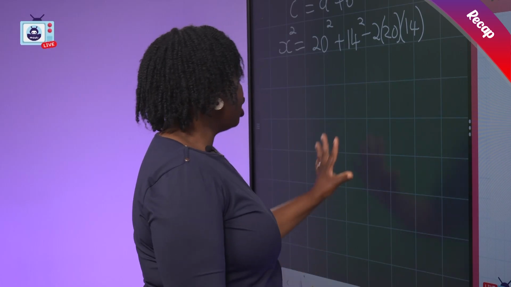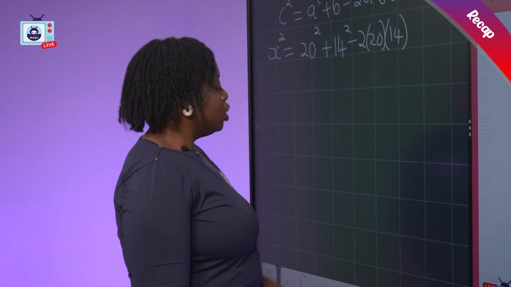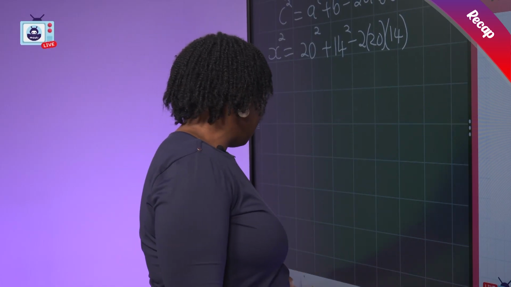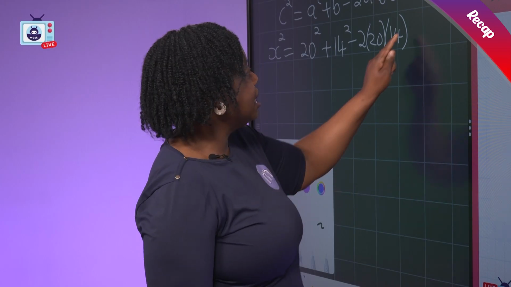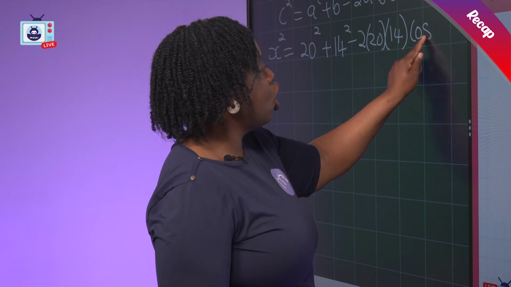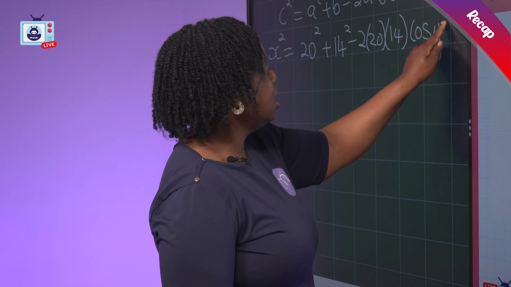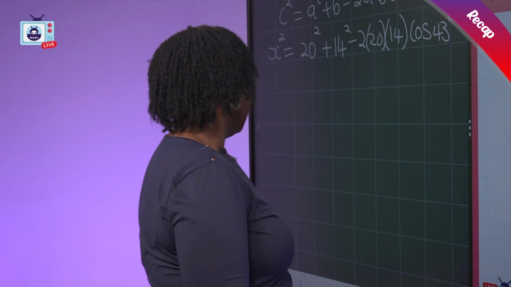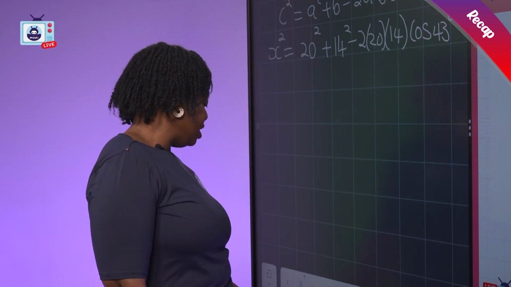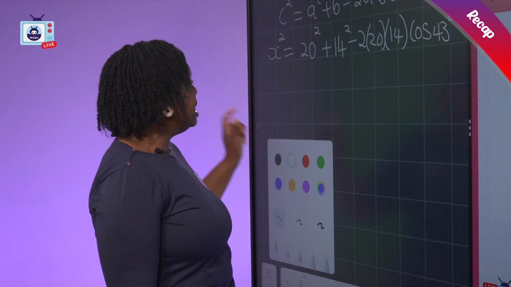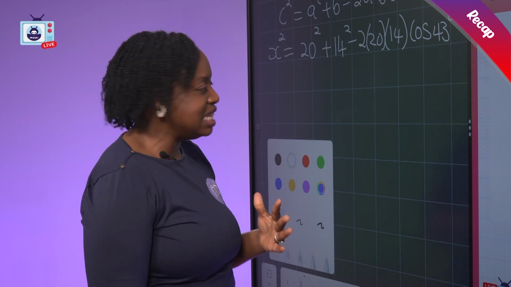Please always make sure that you put it in brackets so that if you make mistakes, you remember that it's a multiplication. And that will be cos of 43 degrees. Right. So in most cases, when you have it this way, I always say, please do not do anything at this stage.